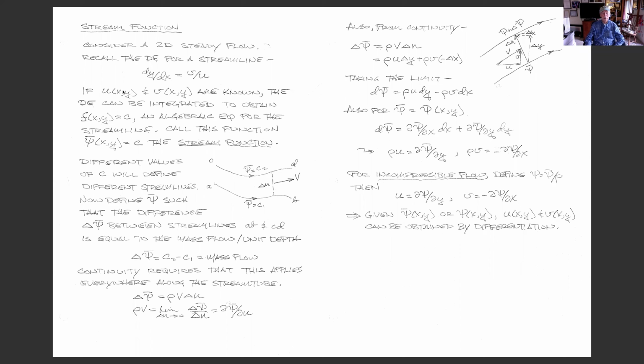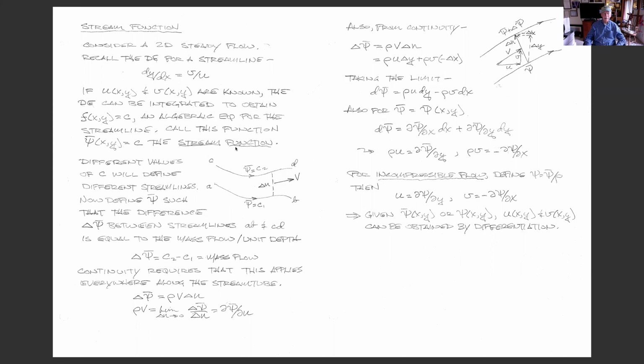If we know u as a function of x and y and v as a function of x and y, we can integrate them to get an equation of the streamline, an algebraic equation. You always like to use f of x, y, or whatever, equals a constant. That's kind of a generic way of representing it. But we're going to get specific. We're going to have a capital psi bar of x and y equals c. This is just changing notation from here to here, but we're calling this the stream function.